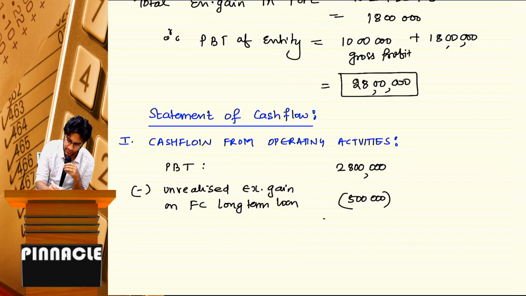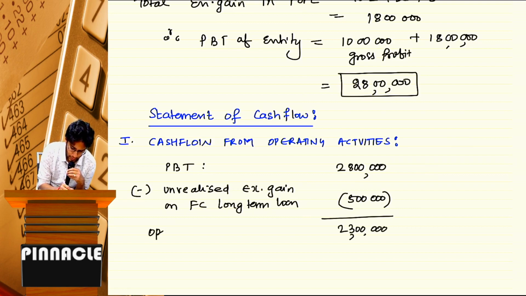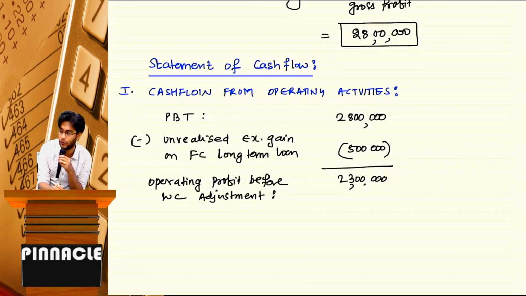That's it, sir. Net of this, 23 lakhs. This is operating profit before working capital adjustments. Working capital adjustment అయ్యే వరకు you should not use the term cash flow. అది still profit. Once you do working capital adjustment, it becomes cash flows.